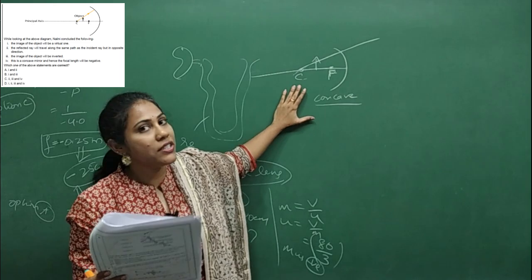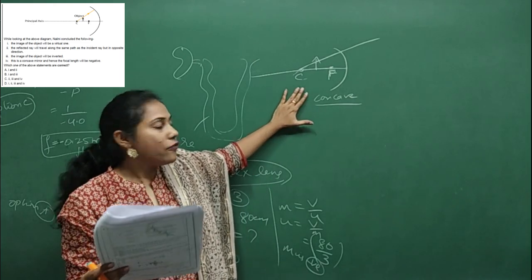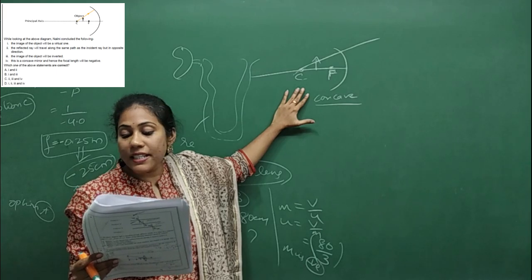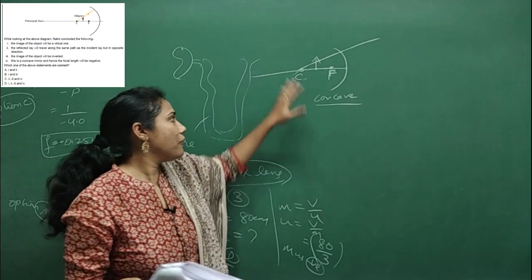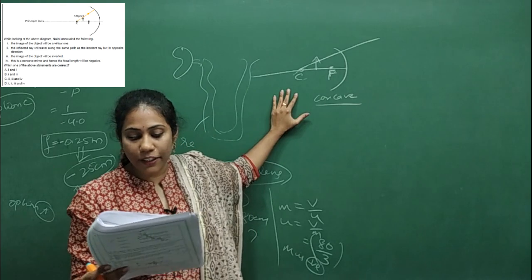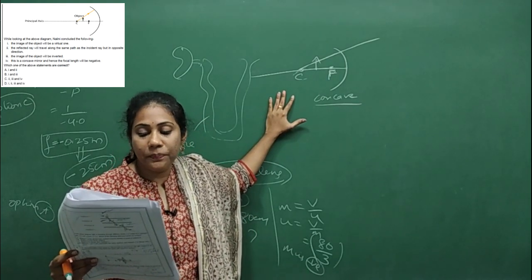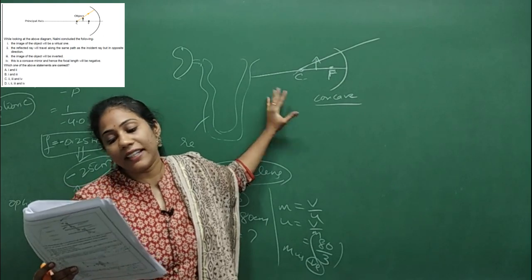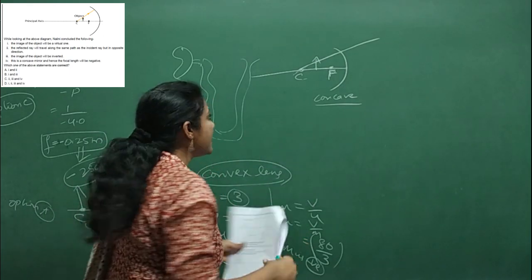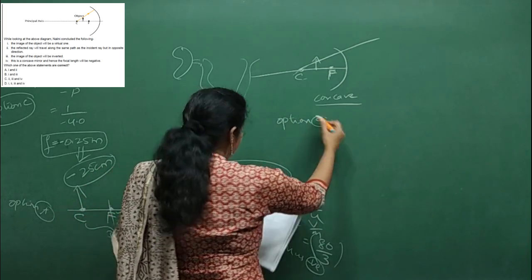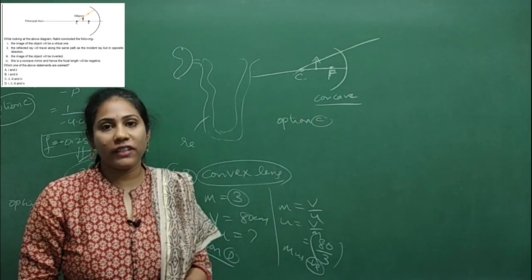Definitely, real images are inverted. Real images are formed. Fourth statement, this is a concave mirror and hence the focal length will be negative. Yes, for concave mirror, focal length is negative. So, statements 2, 3, 4 are correct. That is mentioned in option C. So, option C is the correct answer for the 44th question.